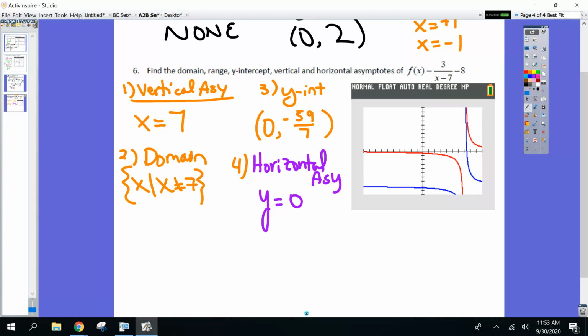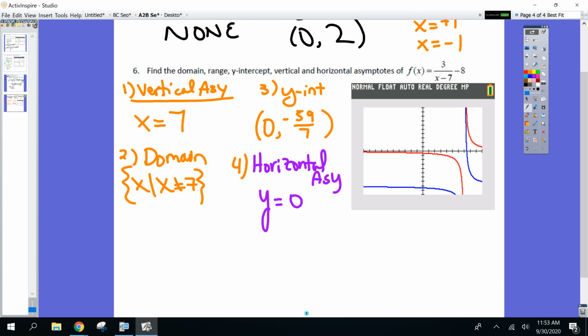The -8. Do you guys remember any of your transformations back in the day? If it had -8, how that affects the graph? Anybody remember what the -8 on the outside does to a graph? Rotates it. Well, it doesn't rotate it. It moves it. A translation down. Down how many units? -8. 8. And that's what I'm showing you here.